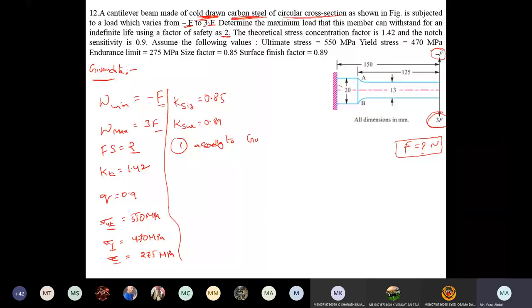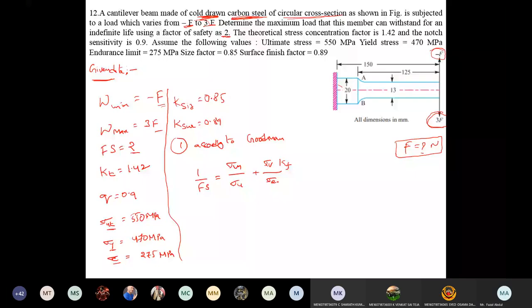According to the Soderberg relation, what is the equation? 1 by factor of safety equals mean stress by ultimate stress plus variable stress by endurance stress. This is a fatigue stress concentration factor. And here, what about the factors given?